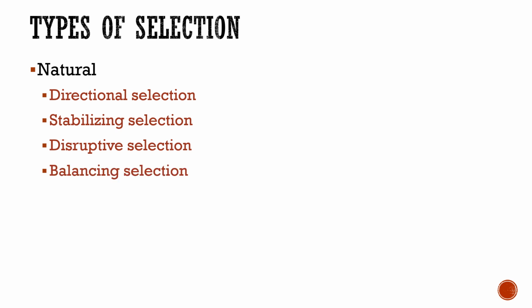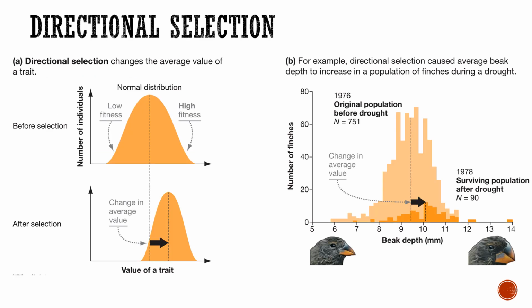And with balancing, it's staying the same, so it's really not changing. And then there's also sexual selection, and there's intersexual and intrasexual. So we'll go through these types of selections and then hit on the other driving forces. So first of all, directional selection.